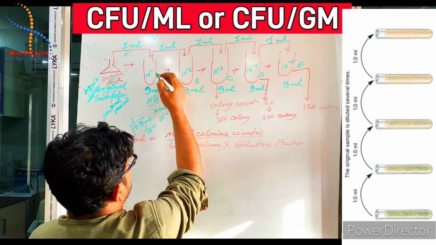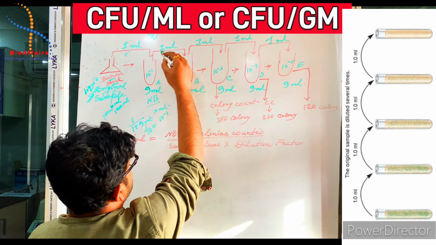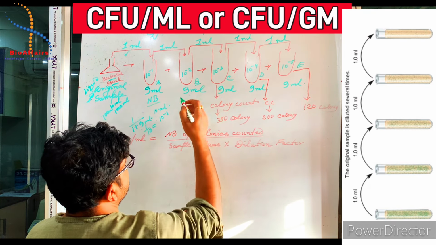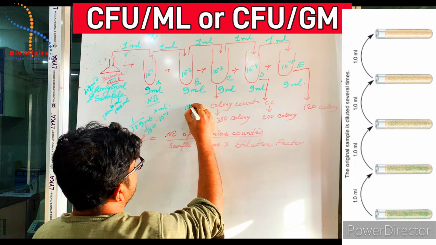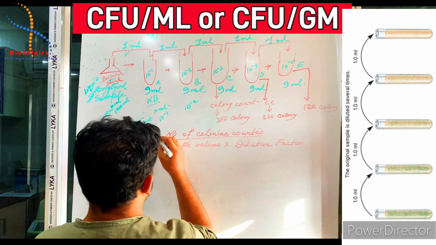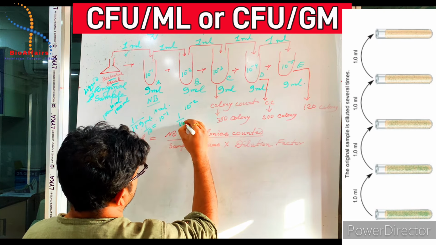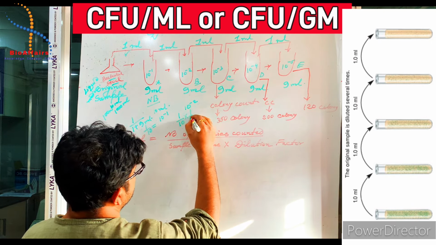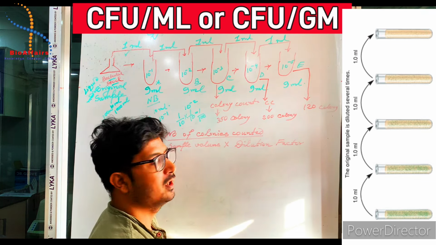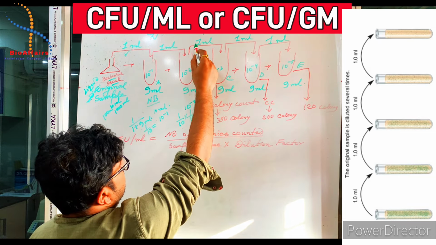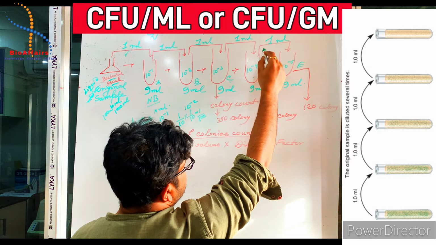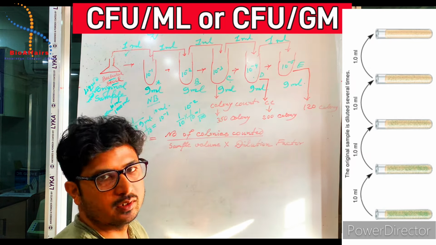From this tube A, you now transfer 1 ml to the second tube, tube B. So now the dilution factor will be 10 to the power minus 2. How does it go? 10 to the power minus 1 into 1 by 10, so it is now 1 by 100, which becomes 10 to the power minus 2. Then again 1 ml to tube C, and from tube C 1 ml to tube D, and to tube E.